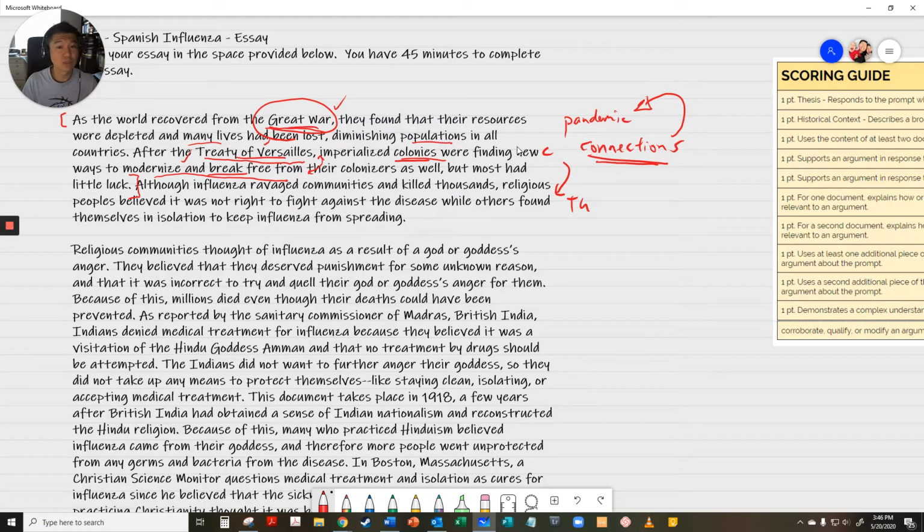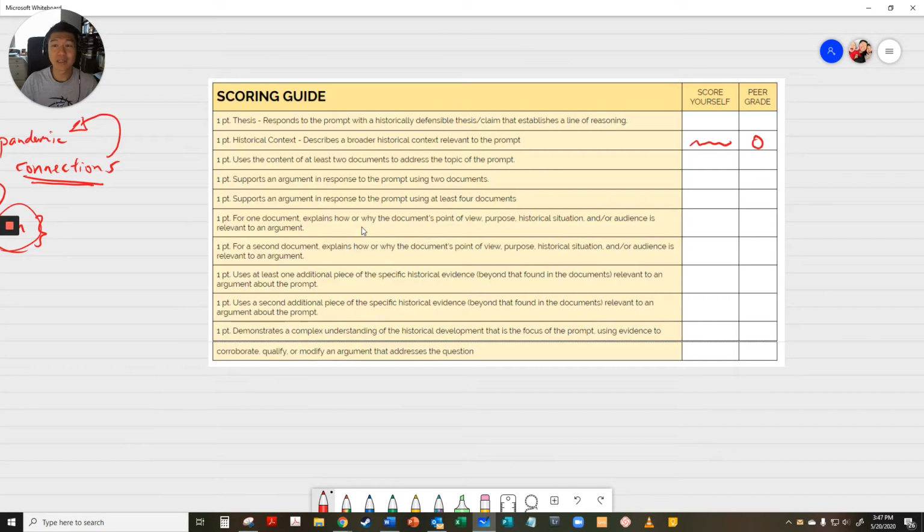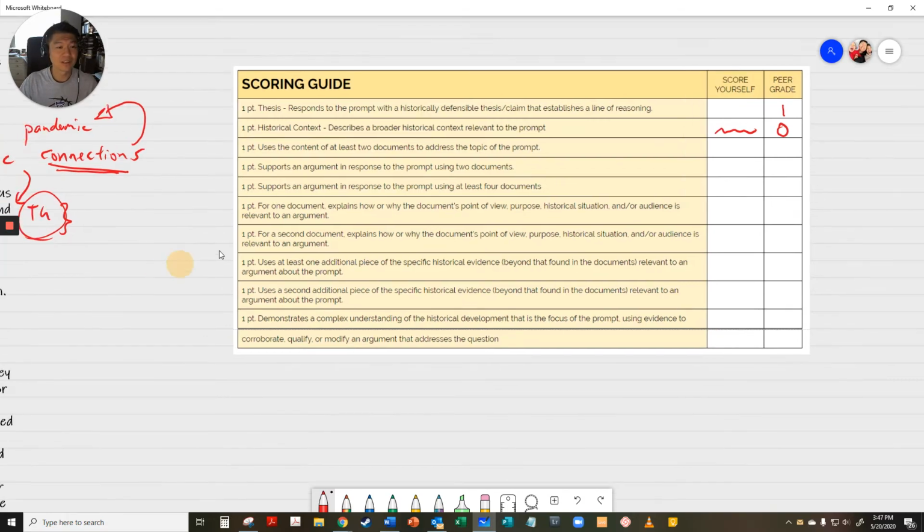Okay, so which one is the response? One, not to fight it, is response number one, and isolation is response number two, both of which respond to the prompt well. And as a result of this, this is your thesis statement. So I'm going to move over here to our grading rubric, and bam, you have 1 point. This is one of the necessities.